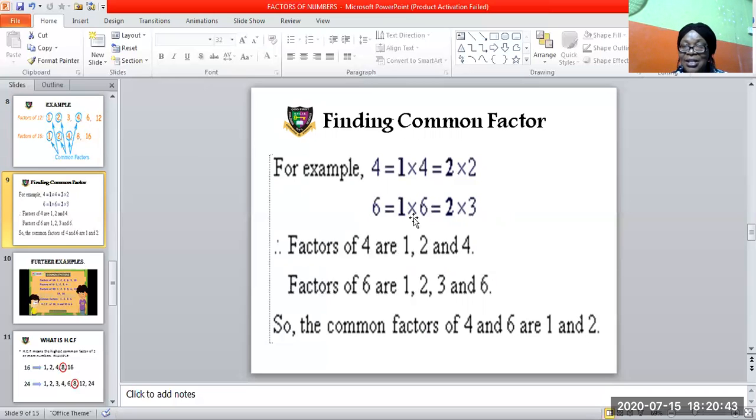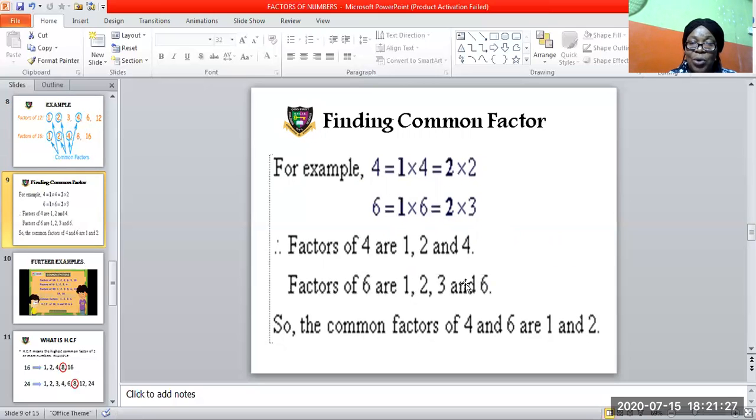6 can divide 6 without remainder. 2 can divide 6 without remainder. 3 can divide 6 without remainder. Even 1 can go into 6 without a remainder. Therefore, we say that the factors of 6 are 1, 2, 3, and 6. So now we know the factors of number 4 and the factors of number 6. Now let us look at the grouping. Let us pick out the number that is common to number 4 and also to number 6, the number that is in the same group.